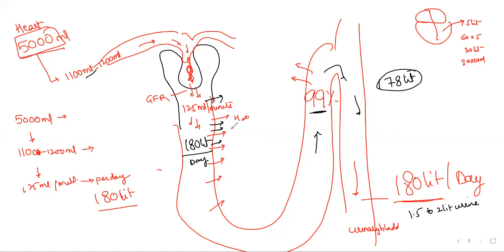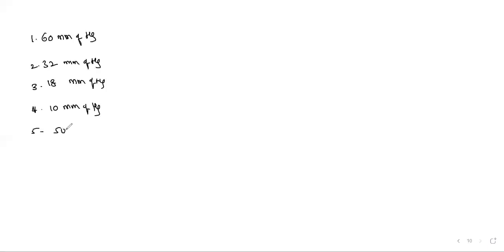That means we have taken a huge time to get into the topic. But why? Because exact calculation is required for us. I request the students to write down these calculations today. The 60 mm of Hg, 32 mm of Hg, which we made some calculation. You should write something here. Then 18 mm of Hg, 10 mm of Hg, 5040 ml, cardiac output, 1100 to 1200 ml.